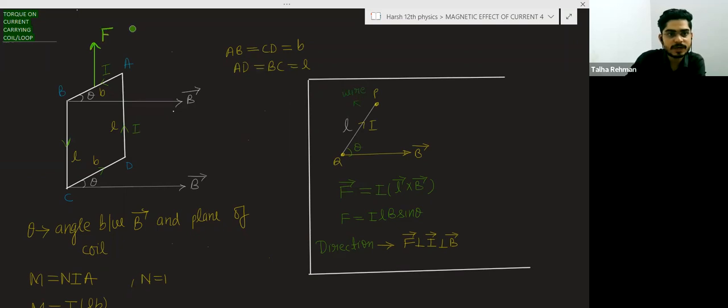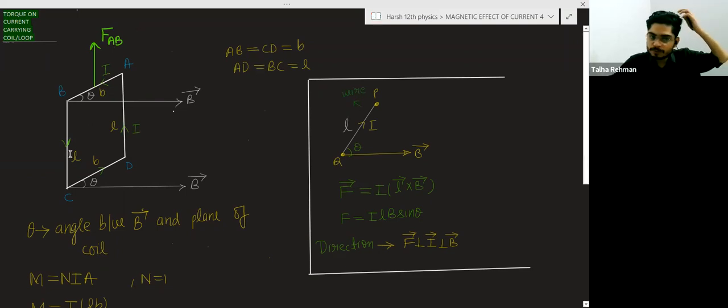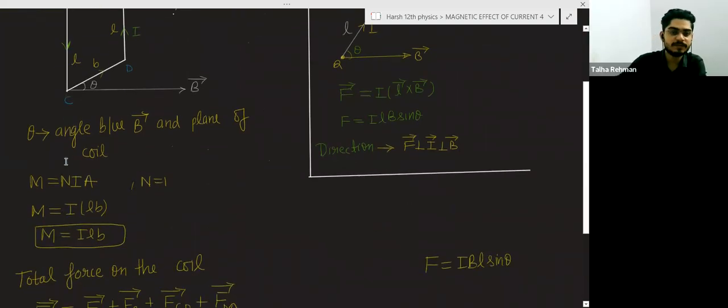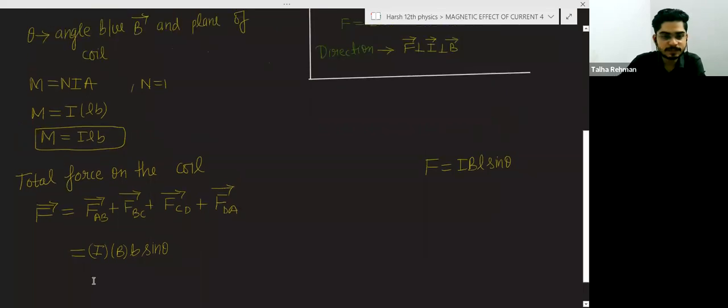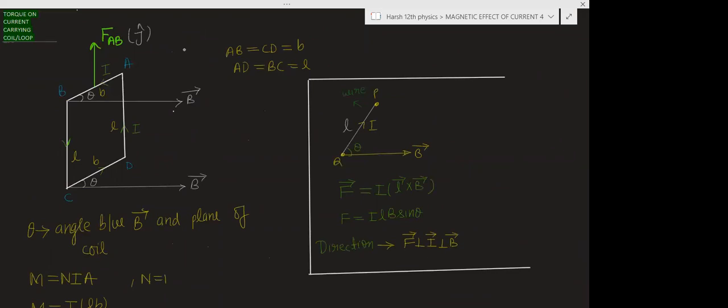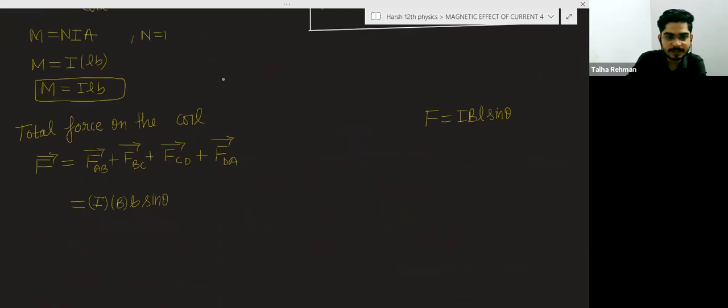This force is the FAB force. Now for BC, we have calculated FAB. FAB is along this direction. This AB force is along the positive y-axis. Positive y-axis means we will multiply this force with j cap. So I will multiply this whole force with the positive j cap.